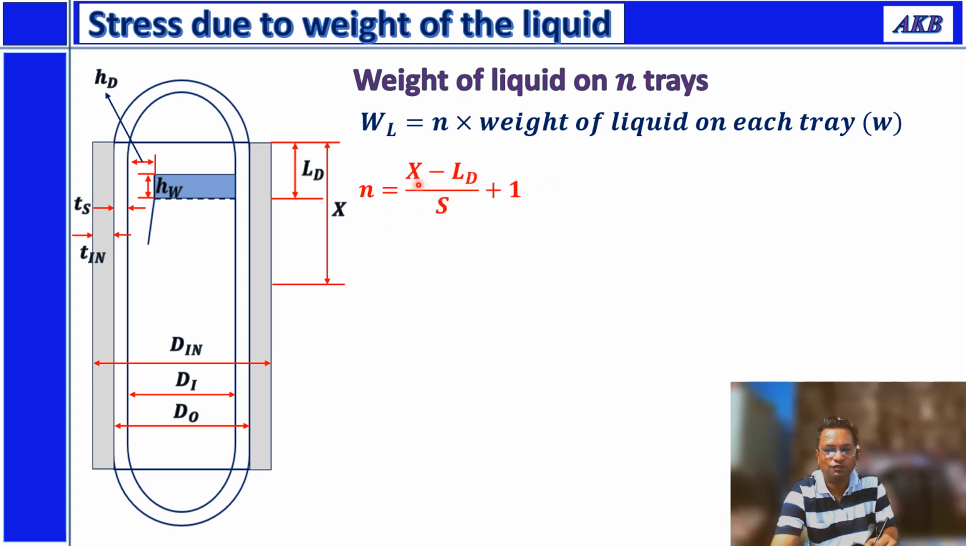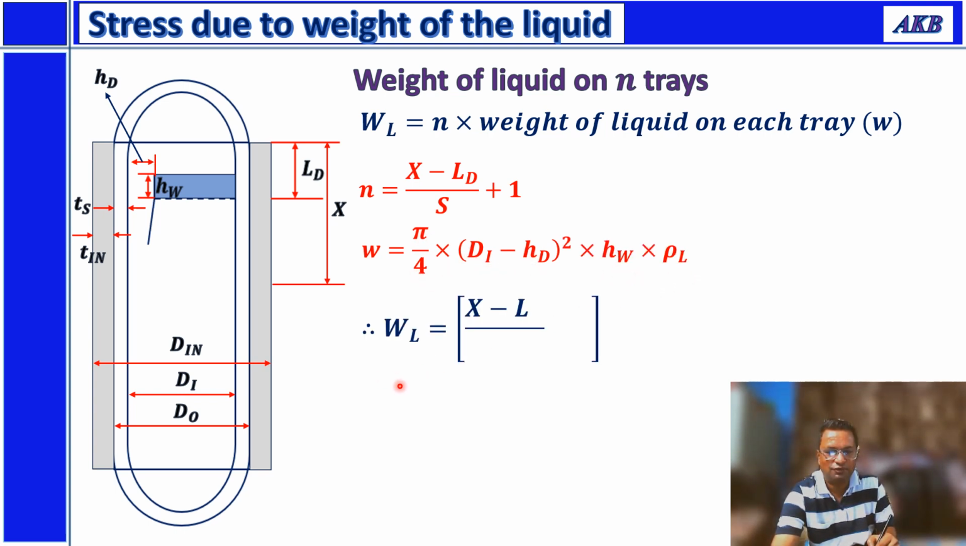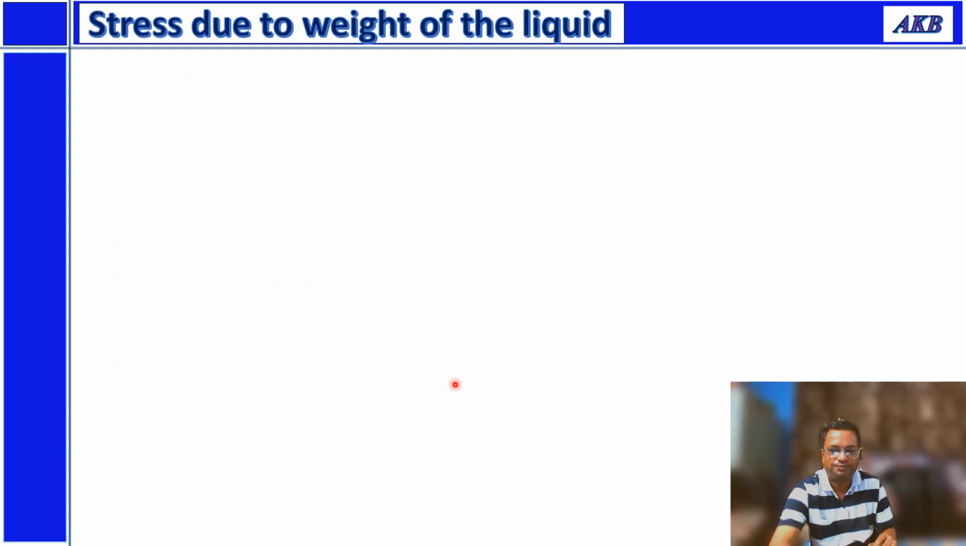You have the equation for n, (x minus LD) upon s plus 1, and the equation for W, pi by 4 into (Di minus HD) squared into HW into rho L. You just have to put in the corresponding equations, and you get the equation for WL. So the weight of liquid on n trays within the section of height x will be (x minus LD) upon S plus 1 into pi by 4 into (Di minus HD) squared into HW into rho L.